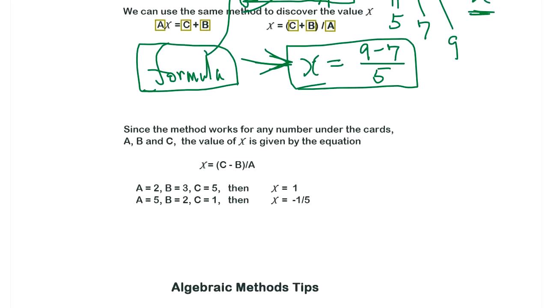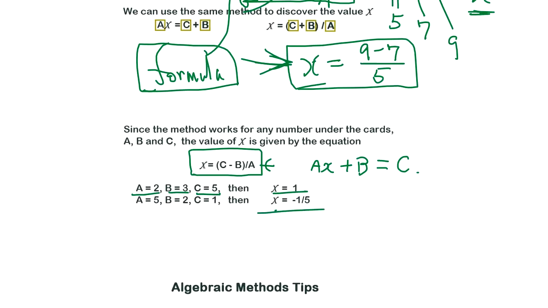So here's some example. Here, constant a is 2, b is 3, c is 5. I have the formula already. So for any problem that says ax plus b equals c, I know the x. Using this formula, x is 1 or negative 1 over 5. Okay?